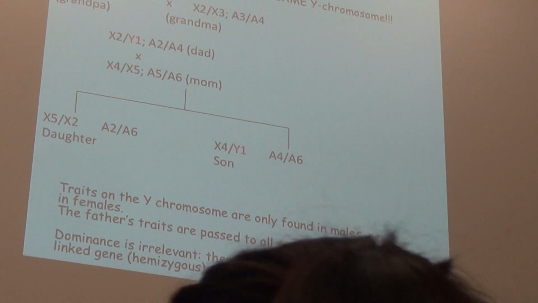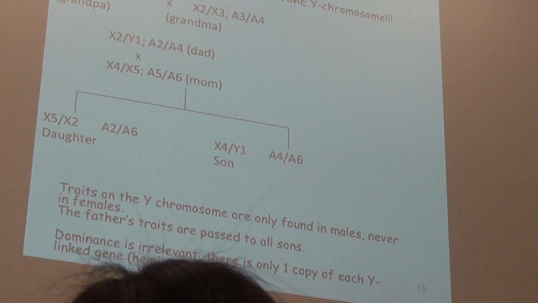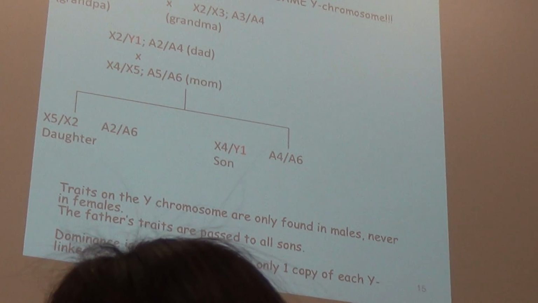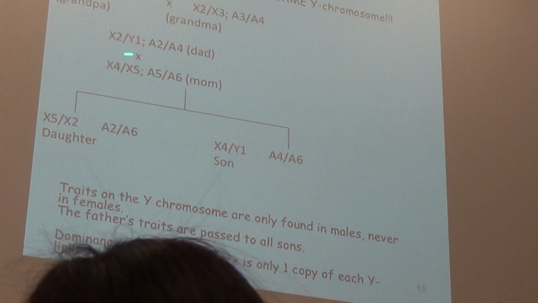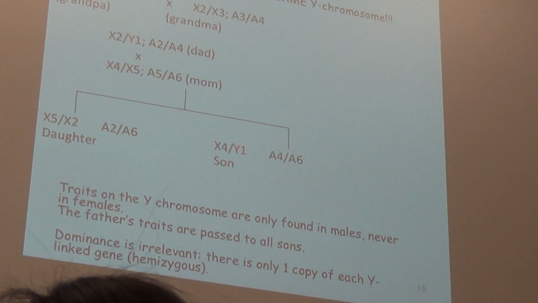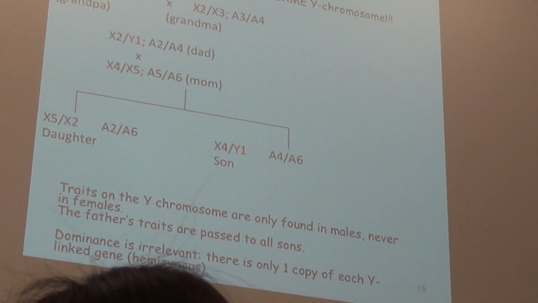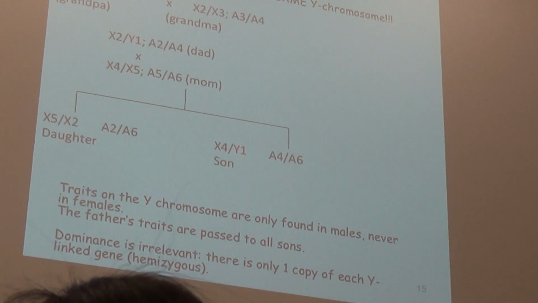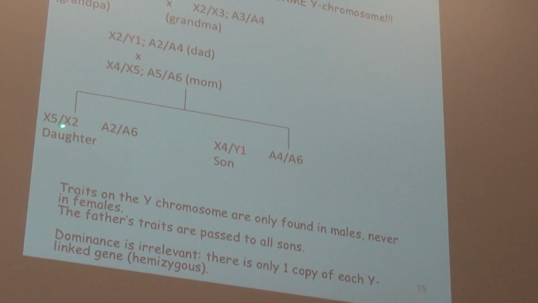Correct? Okay. Now this father here mates with this woman, and let's give her X chromosomes some numbers, 4 and 5. Okay? And now they're going to mate, and they're going to have a daughter and a son. This daughter might get the X5 chromosome from the mother, right here, and will get the X2 chromosome from the father.